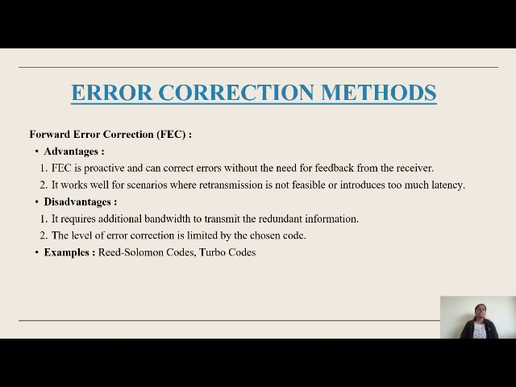Now let us see the advantages and disadvantages of forward error correction and the backward error correction methods. Advantages of forward error correction are: FEC is proactive and can correct errors without the need for feedback from the receiver. It works well for scenarios where retransmission is not feasible or introduces too much latency. Disadvantages: it requires additional bandwidth to transmit the redundant information. The level of error correction is limited by the chosen code. Examples: Reed-Solomon codes, turbo codes.